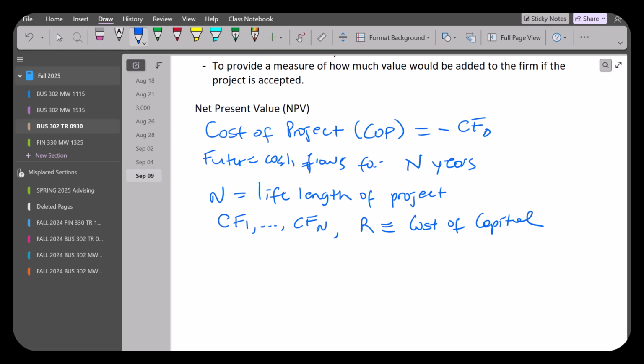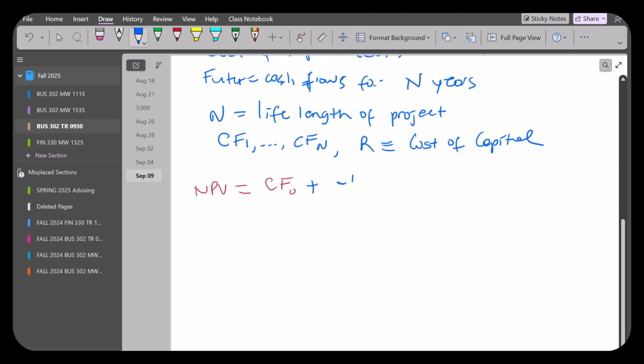And the definition of NPV is simple enough. CF0, which is negative of the cost of the project, plus first year cash flow, but discounted. So if I'm going to get $110 next year and my interest rate is 10%, in present value terms, that's the same thing as $100.